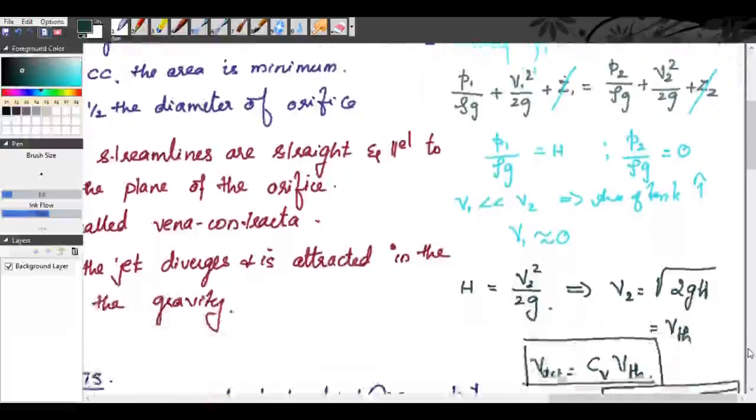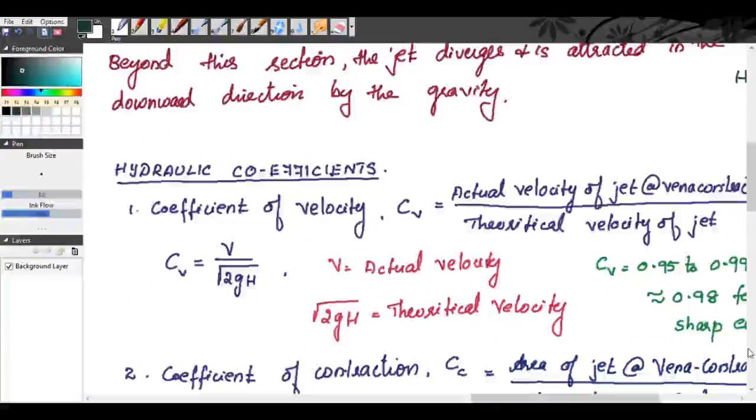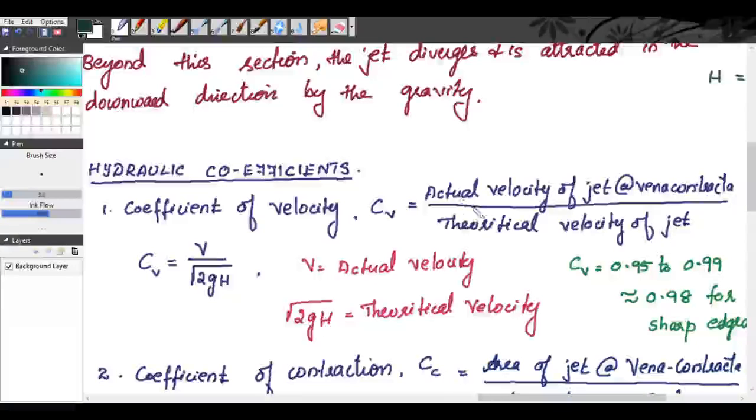Now we will see the hydraulic coefficients. We have three different hydraulic coefficients, which you have already studied: coefficient of velocity, coefficient of contraction, and coefficient of discharge. So first of all, let us see coefficient of velocity, Cv. Coefficient of velocity is defined as the ratio between the actual velocity of the jet at vena contracta and the theoretical velocity of the jet. So Cv is equal to the actual velocity of jet at vena contracta by the theoretical velocity of jet.